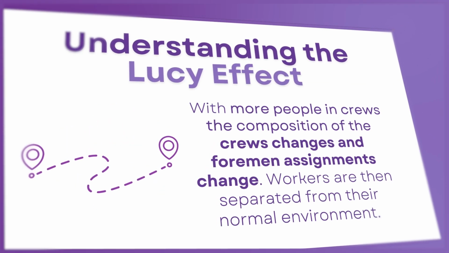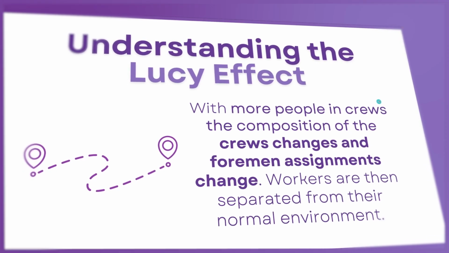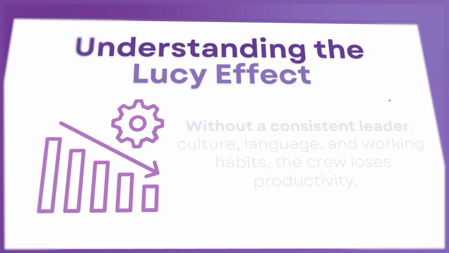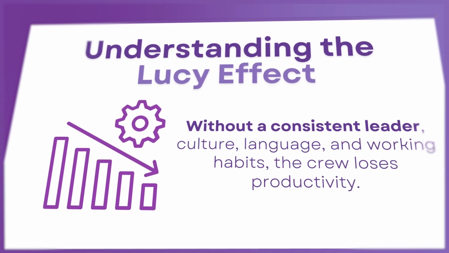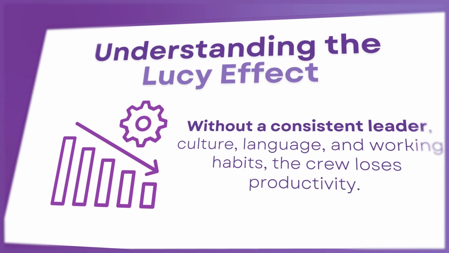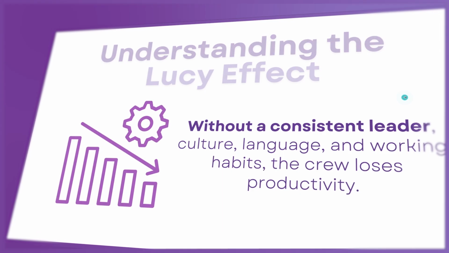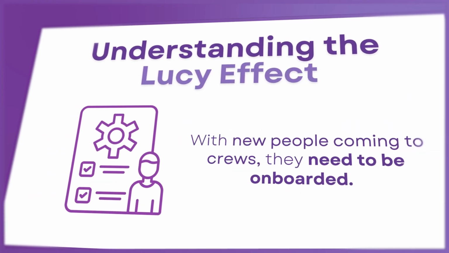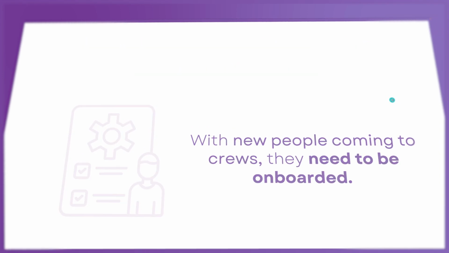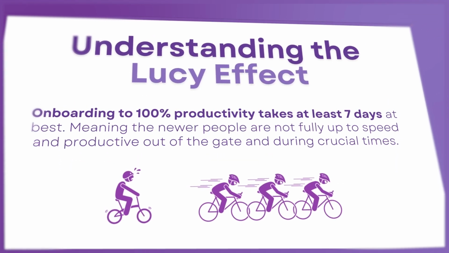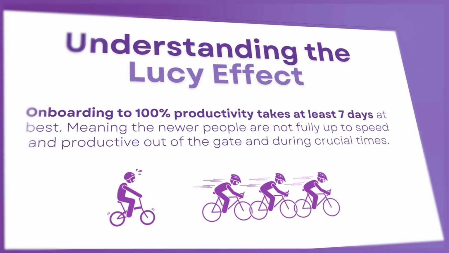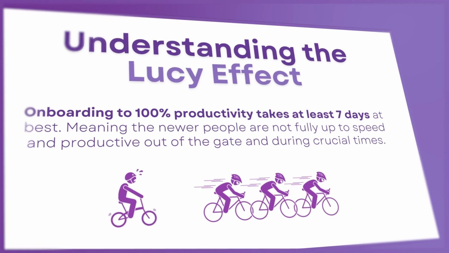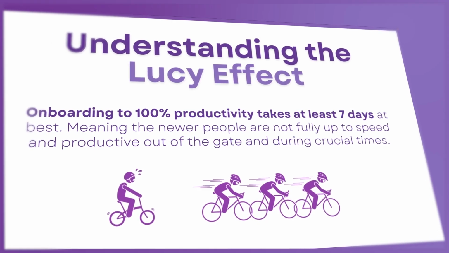With more people in the crews, the composition of the crews changes, and everybody knows that that is detrimental to crew productivity. Without a consistent leader as well, the culture, language, and working habits of the crew make it to where they lose productivity, which is absolutely horrible. And with new people coming to the crews, they need to be onboarded. And how long does that take? Well, probably the fastest would be 7 days. Even at Toyota, where they train people for a month before they start, it takes 2. In construction, it's probably more like weeks. And so that wastes time as well.